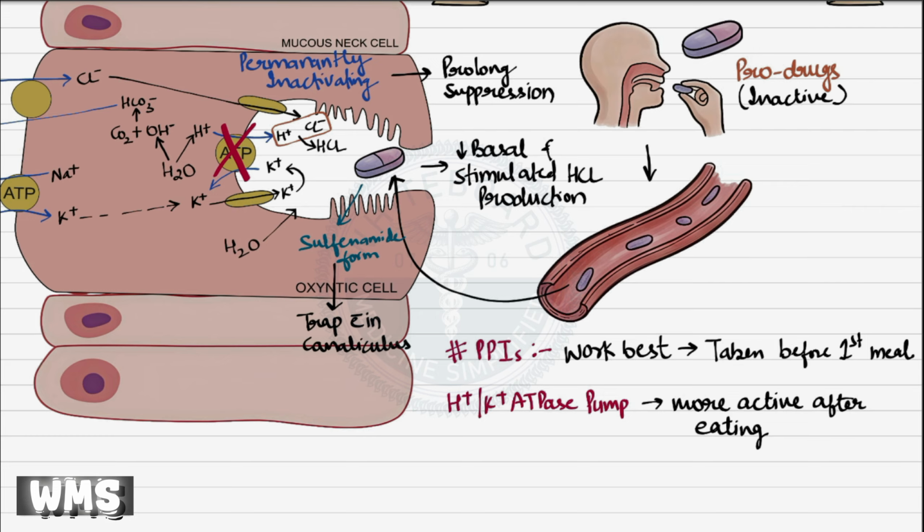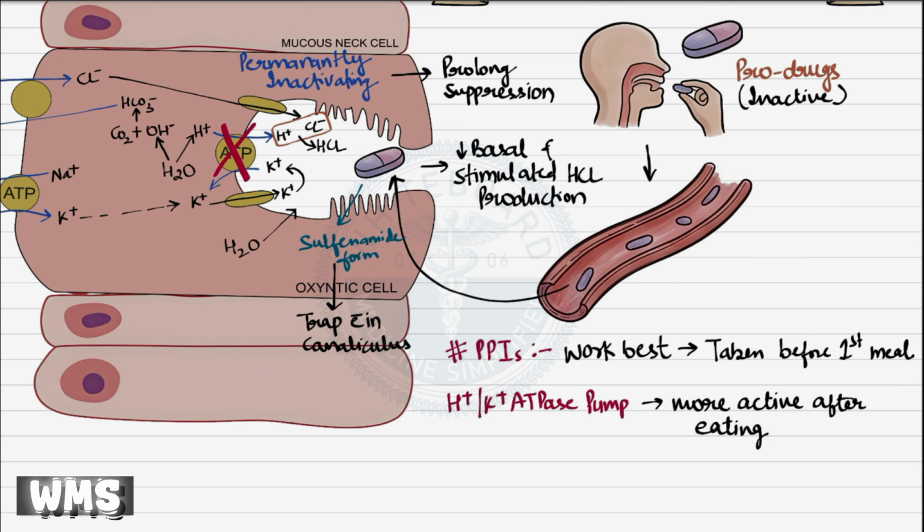During the night, parietal cells in the stomach prepare a lot of proton pumps. When you eat, signals like acetylcholine, gastrin, and histamine activate these pumps. If you take PPIs 30 to 60 minutes before breakfast, the drug reaches the parietal cells just as the pumps are becoming active. This timing is crucial because PPIs can only bind to and inhibit active pumps.